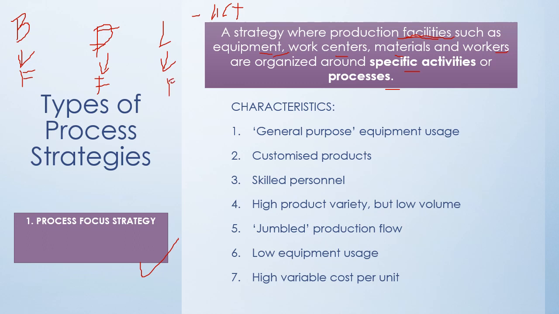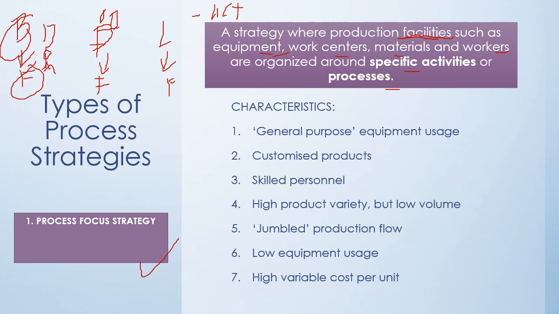So machine untuk binding akan ada di sini. Worker untuk buat binding pun ada di sini. Raw material to do binding function is also over here, placed over here at this job activity. So same goes to photostating, dia ada worker dia sendiri, raw material dia sendiri, machine and equipment dia sendiri. Okay, dia diasingkan from one activity to another activity. So printing company is the best example of process focus strategy.